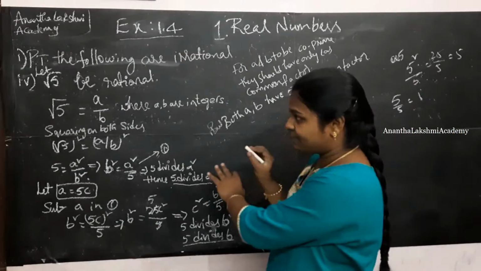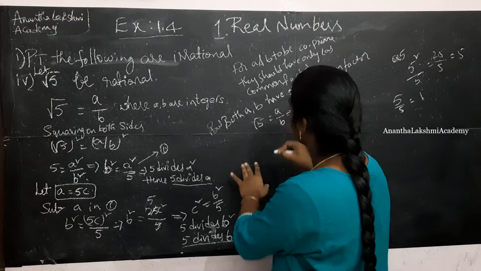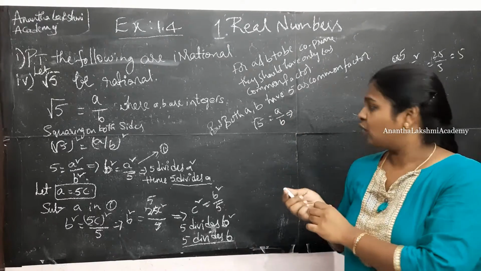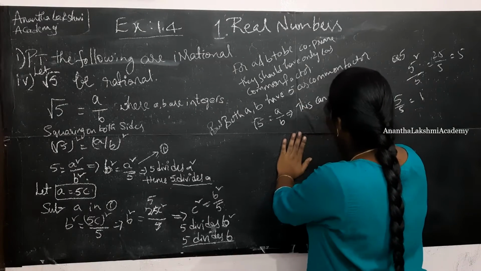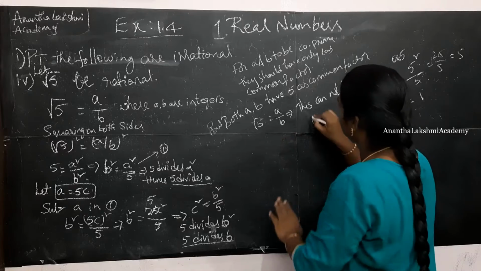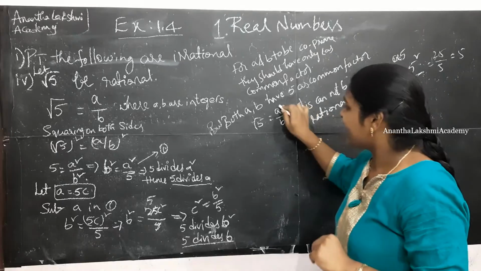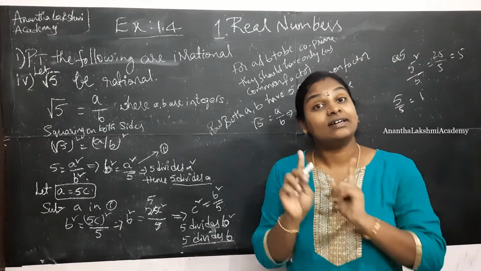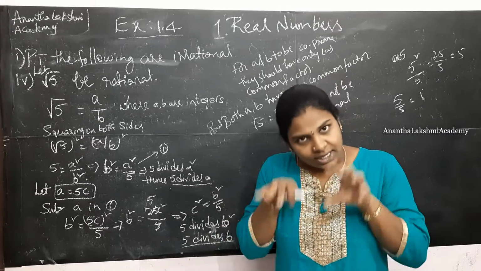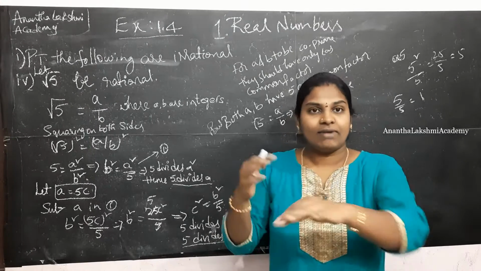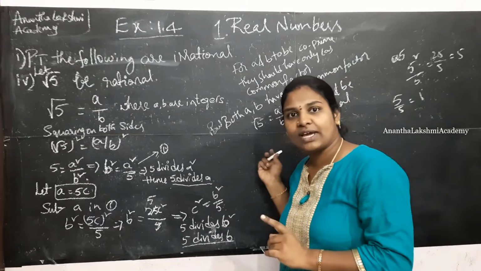So our assumption, root 5 is equal to a by b. Can this be rational now? No, because this cannot be rational. Why cannot this be rational? Because a and b have a common factor other than 1, which indicates they are not at all co-prime. When you have written a fraction where numerator and denominator are co-prime, then that is going to be rational. Hence, root 5 is irrational.